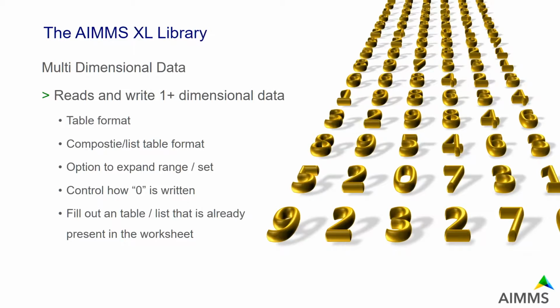Among the options we have in the multidimensional data, we can decide if we want to write completely new data, or fill into a current table that we have in our Excel sheet. We also have something called quick write. Then we simply select the first cell in the Excel file we want to write to, and which parameter, and AIMMS will write out the content. We can control how we would like to write 0. Do we want it as an empty space, or do we want the actual value 0 to be written?